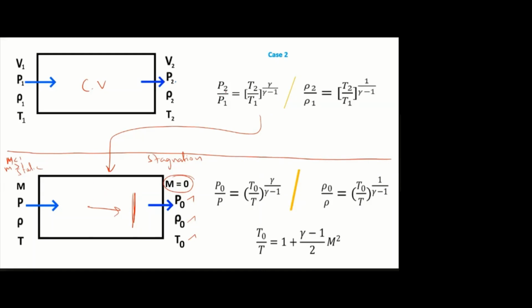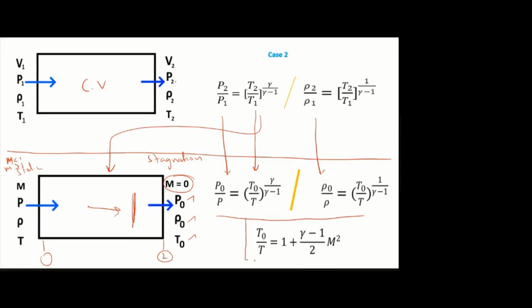See here, in station 2 it is P2, station 1 it is P1. Here in station 2 it is P0, station 1 it is P. That's what I simply converted here. Instead of P2 by P1 it is simply P0 by P. Instead of rho 2 by rho 1 it is simply rho naught by rho. Similarly, instead of T2 by T1 it is T naught by T. Just direct conversion, it's very simple. Is that clear? Yes, sir.